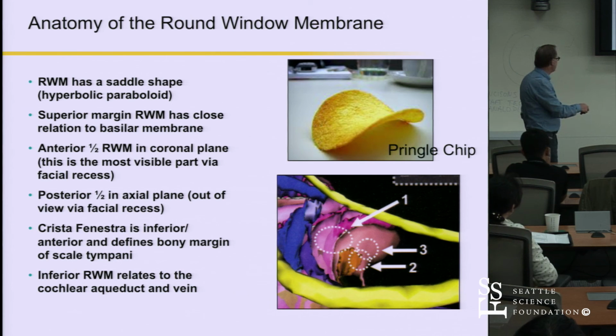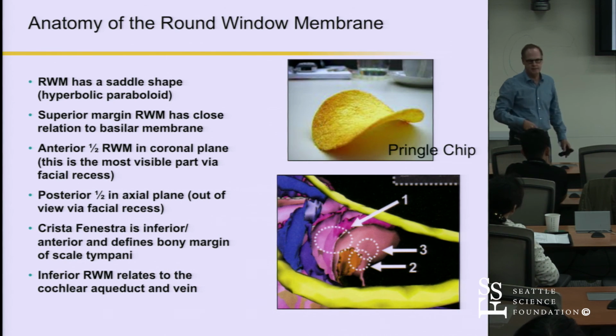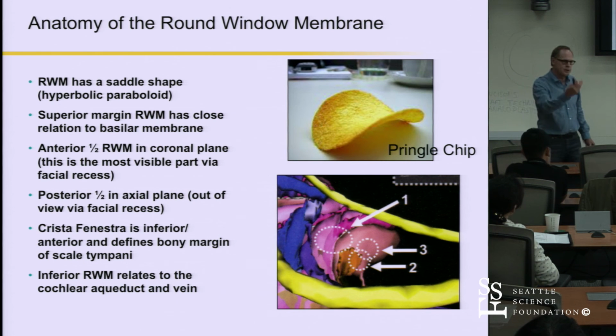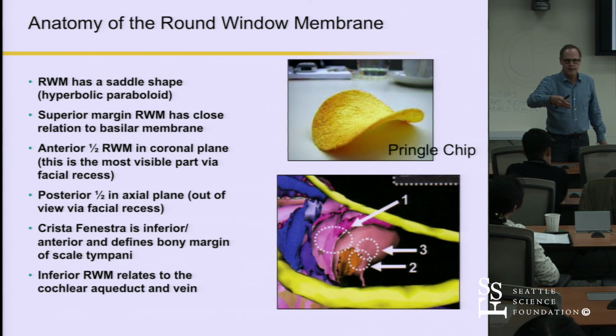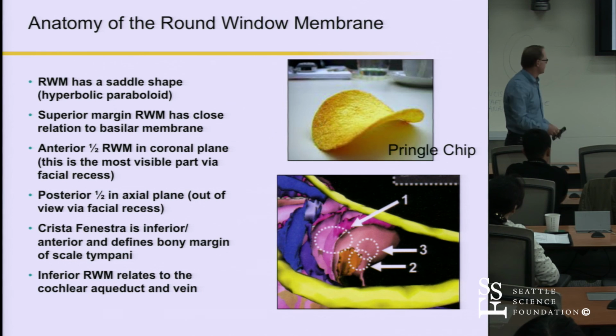The inferior round window membrane relates to the cochlear aqueduct vein. And this is very important because if you drill too low, you can injure the vein of the cochlear aqueduct. And what does that do for hearing? It may be one of the reasons why we lose hearing, if we drill too low and then we interfere with the blood supply to the cochlea.